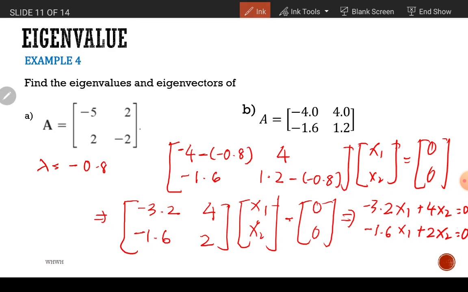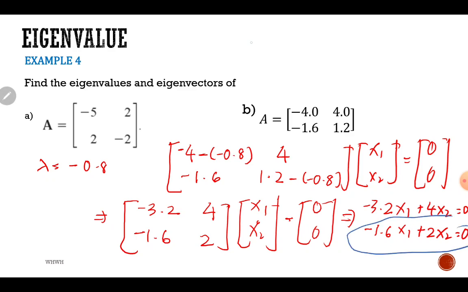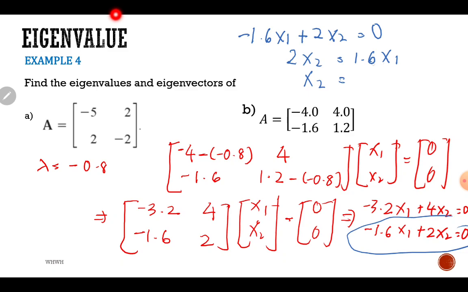Alright, so here, this one, I gonna have negative 1.6 x1 tambah 2 x2 is equals to 0. Then we're gonna have 2 x2 is equals to 1.6 x1. So, what is the relation between x1 and x2? You will get x2 ni sama dengan berapa? 0.8 x1. Betul tak? Bahagi 2 dapatlah 0.8 x1.